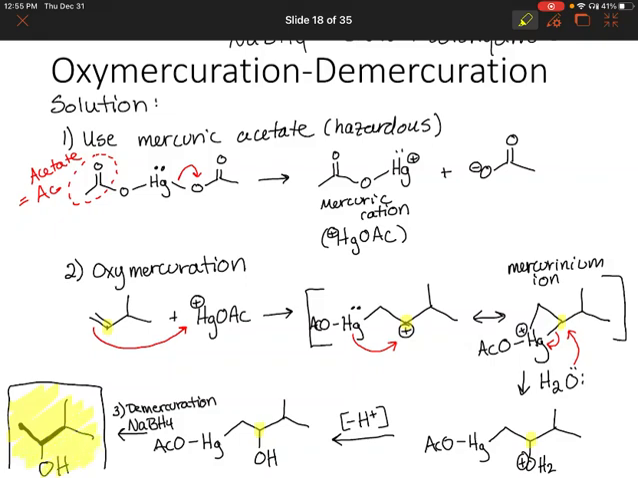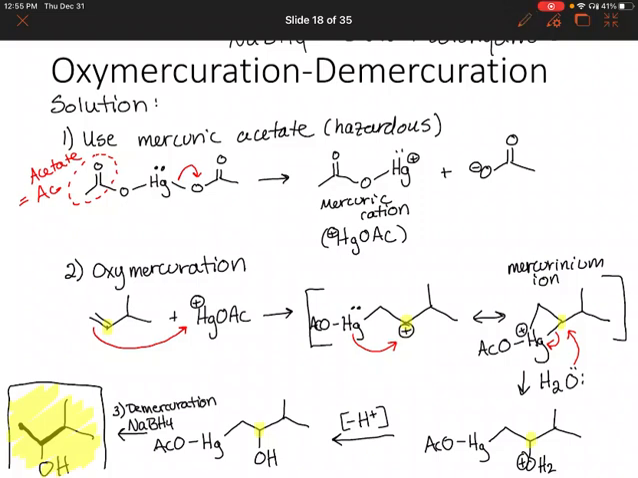All right, so this is a really long mechanism, as you can see. But the main idea here is that the mercuric cation comes in and it forms a bridge with the carbon that we want our alcohol to bond to. So that way we're kind of blocking that position from rearrangement, which is really, really useful. But of course, there's the bad side of this, which is that mercuric acetate is a hazardous chemical. All right.